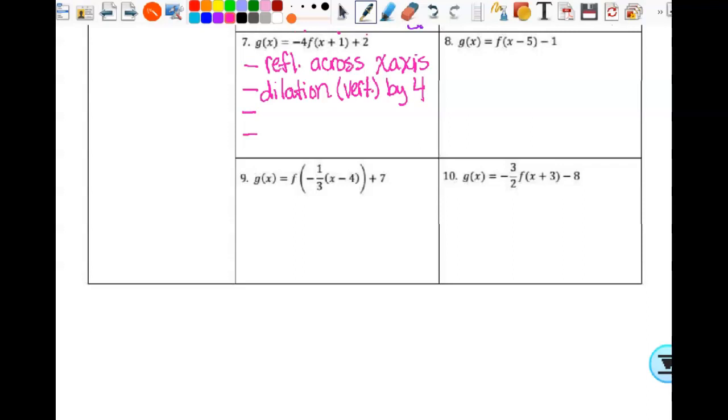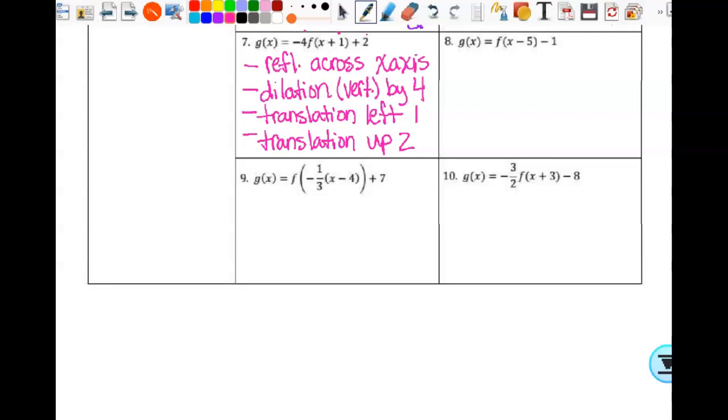Then the 1 and 2 are both being added, so they are both translations. So I'm going to write translation twice. Okay. And the 1, I'm translating which direction? Left. Because x is a liar, so I'm going left 1. And the 2 means I go up 2. Everybody good with that? Any questions at all?